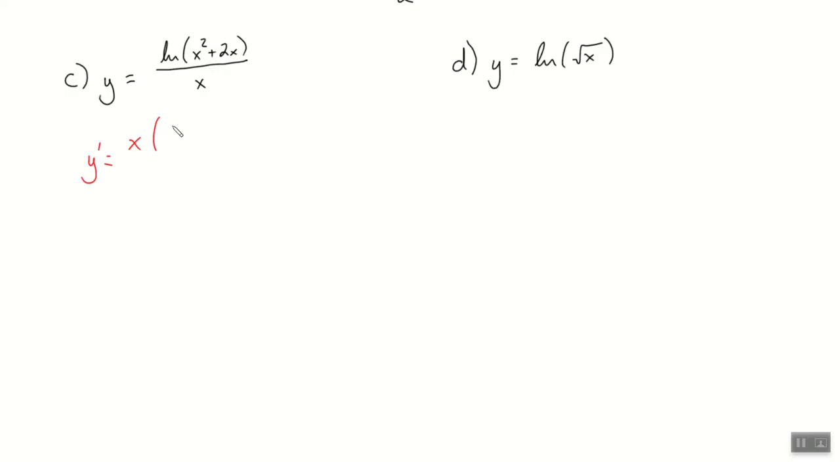So what's u prime? 2x plus 2 over x squared plus 2x, u prime over u. So there's low d high minus, here's the high. And what's d low? It's 1. I'm not even going to write it. Times 1, right? Okay, all over low squared, x squared.